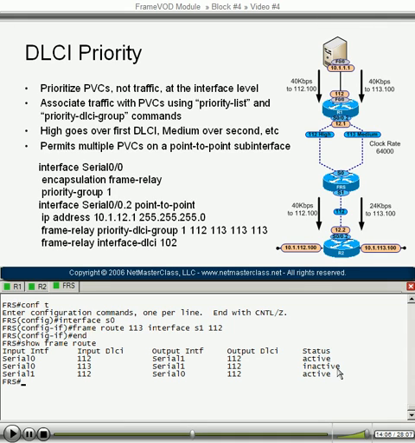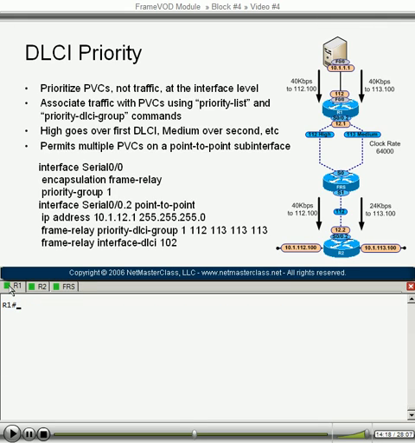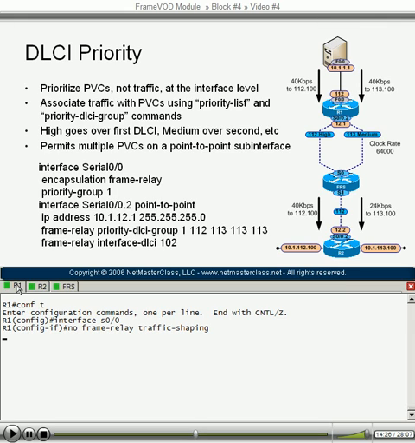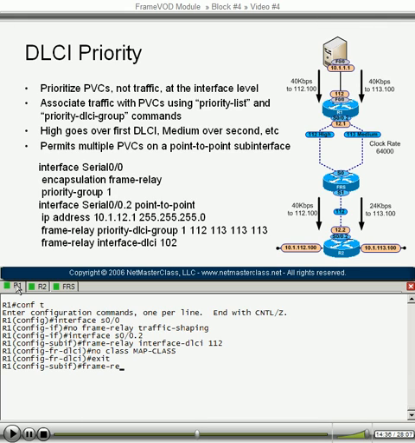First, we go back to R1 and remove the LLQ configuration. Since DLCI priority uses the interface queue, we can remove the traffic shaping commands. We then add the priority DLCI group command. First, we remove the traffic shaping. Then we remove the map class from DLCI 112 and enter the priority DLCI group command.